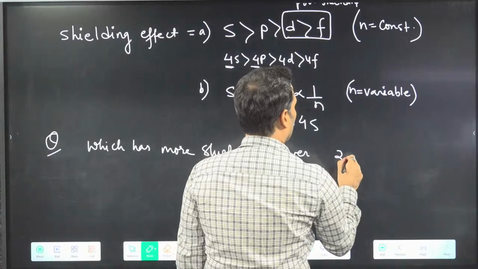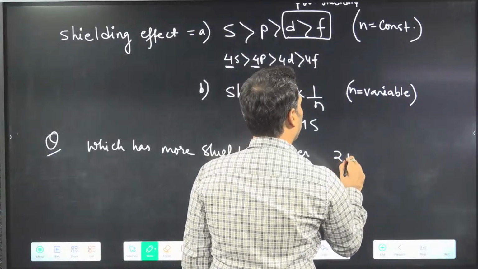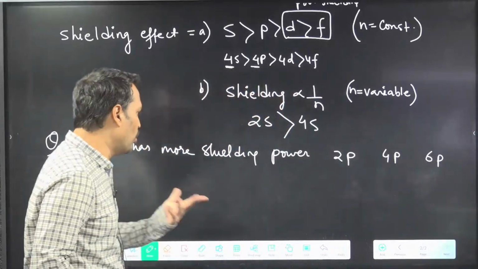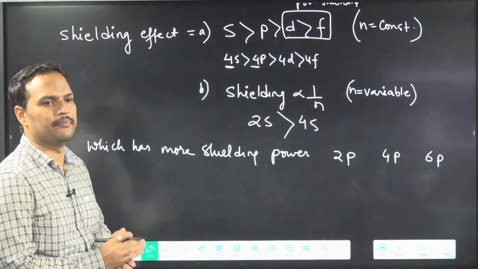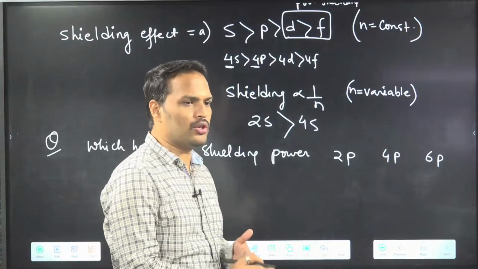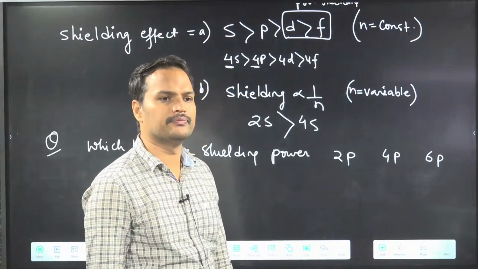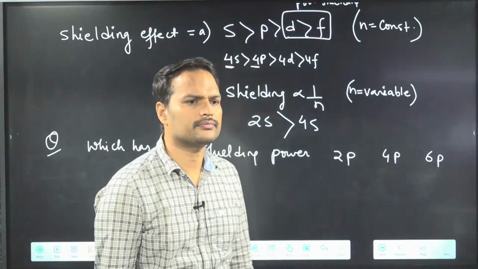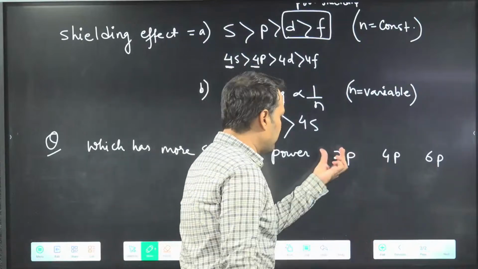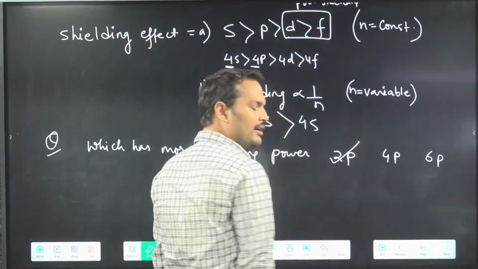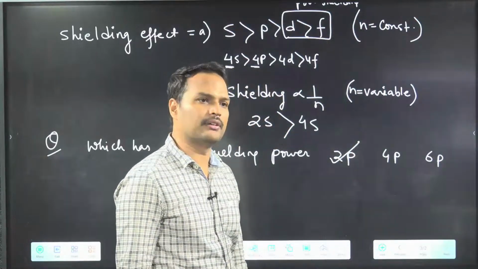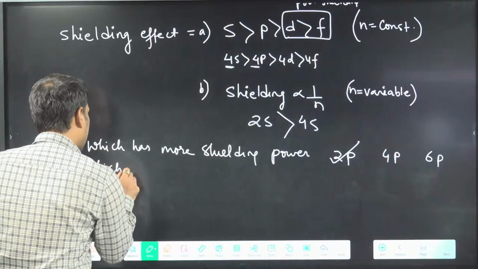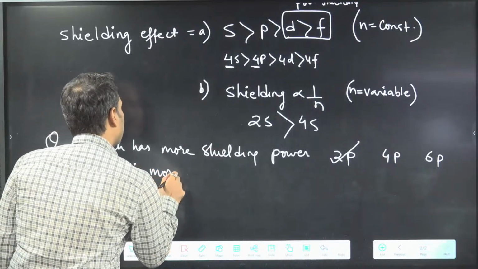Suppose you are having 2s. I am writing 2p, 4p, 6p. Which is having more shielding power? What will you say? Which is having more shielding power, screening power, shielding effect? So I'm talking about the property of this. So 2p will have the best shielding power. Clear? There is one more question like this: which is more shielded?